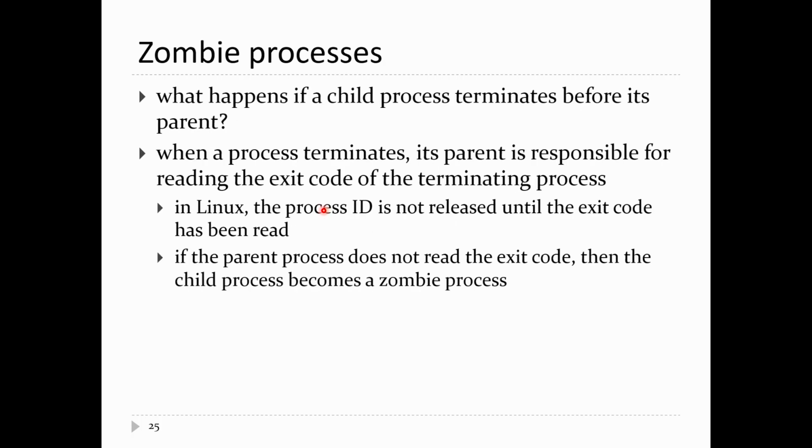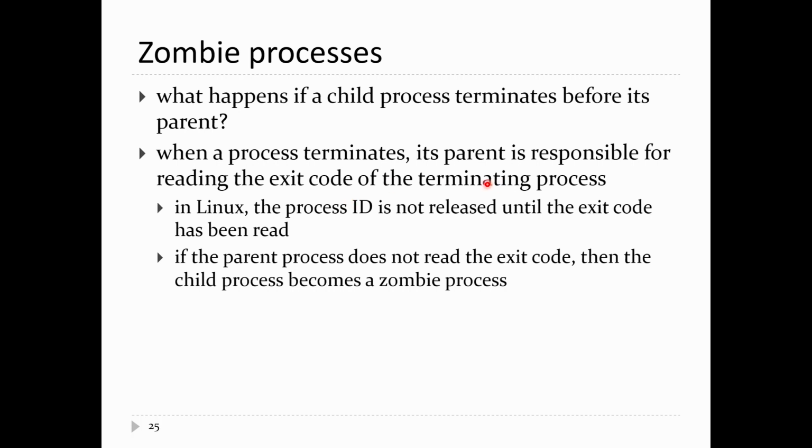Now the question is, what happens if the child finishes before the parent? So what if the child process terminates before its parent process finishes? Which is the normal way that things should happen. So when a process terminates, its parent is responsible for reading the exit code of the terminating process. Remember, when you write a C program, the main method always returns an int value. When you run a bash program, it always has an exit status.